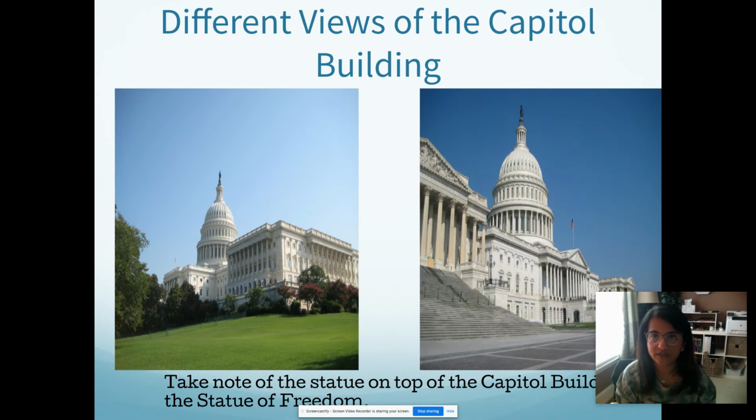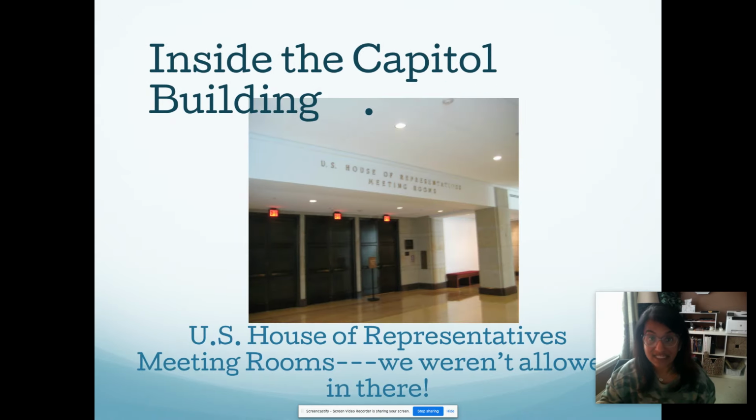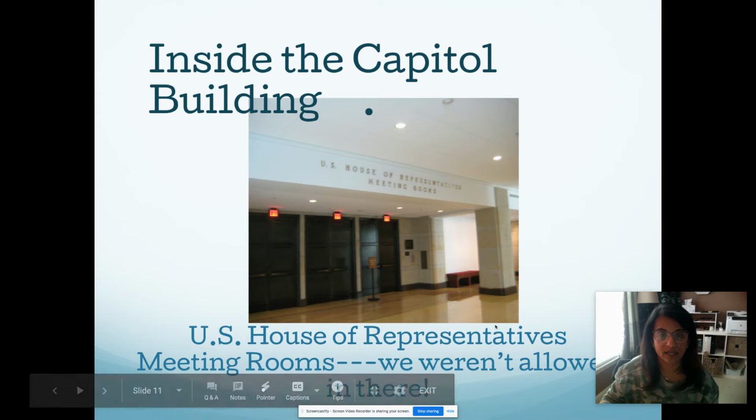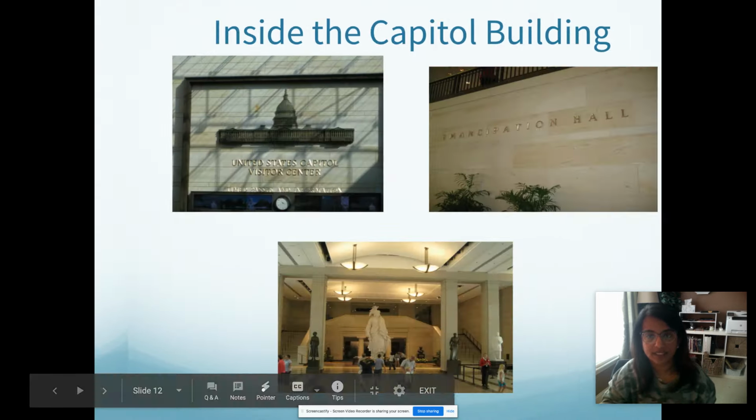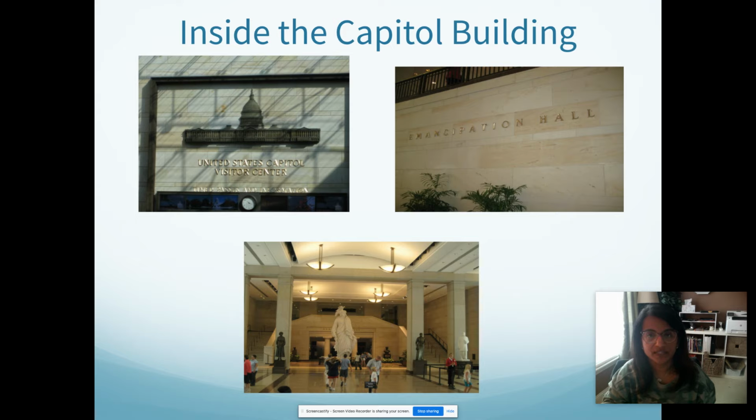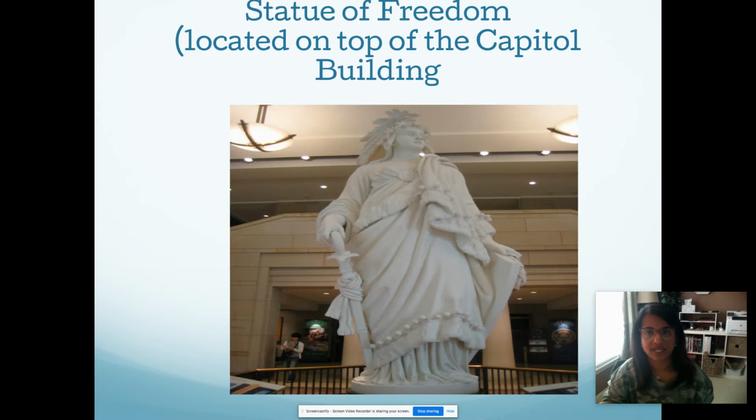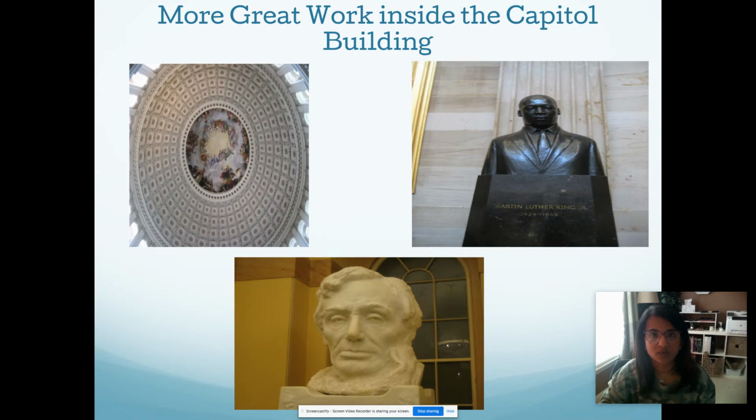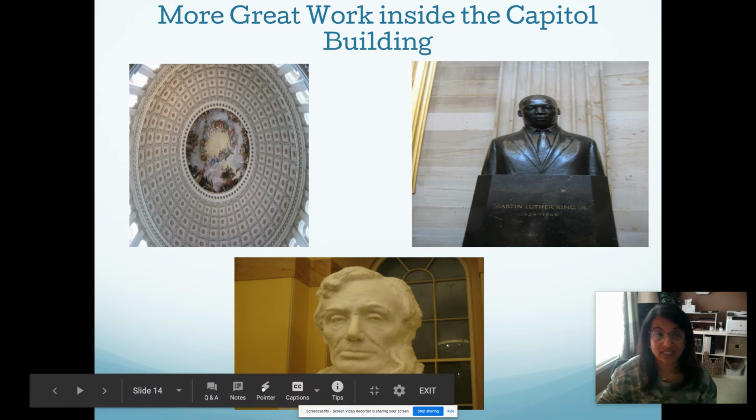And then these are just different views of the Capitol building I got on different sides. That's inside the Capitol building, and you are not allowed to go into that room, but that's where the House of Representatives meet. And then a little tour inside the Capitol building. They had a cool statue. That was awesome. This is the Statue of Freedom. It's located on top of the Capitol building. And this is more beautiful work inside. Of course, you have Martin Luther King Jr., and this is Abraham Lincoln. And that was the ceiling right there.